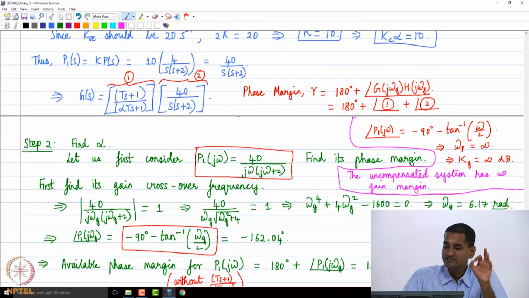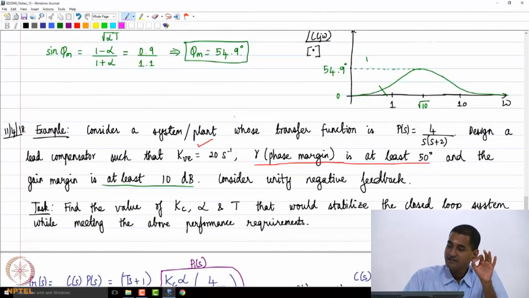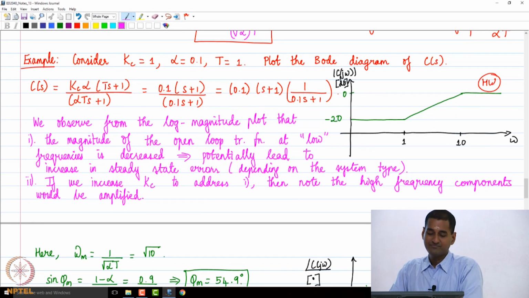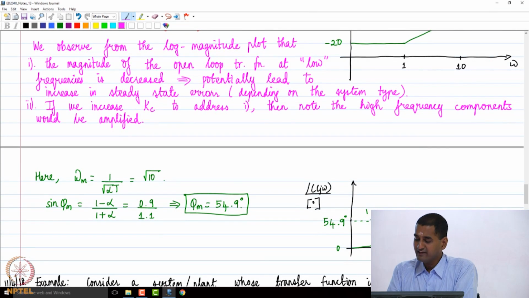What is the catch here? Let's go back and look at the Bode diagram that we constructed yesterday. If you forget the factor 0.1 and just consider Ts plus 1 divided by alpha Ts plus 1, what do you observe? The magnitude curve is going to start at 0 decibels, then increase and settle down at 20 decibels at steady state, as omega tends to infinity. And we are going to get the maximum phase at the geometric mean of the two corner frequencies. This is something which we have already seen.